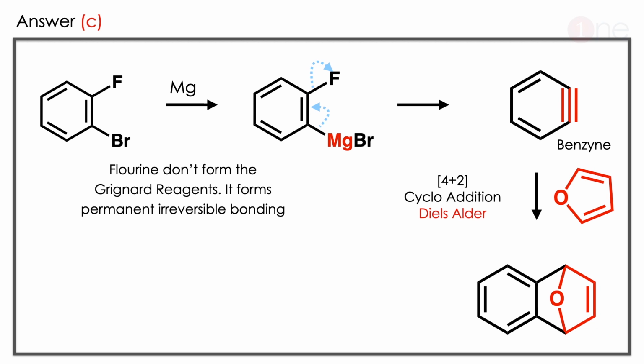Here you have to note 2 things. One is the selectivity of the Grignard reagent. It only forms with bromine, not with fluorine, because of the strong bond. Then the fluorine can be a leaving group. There is a negative charge there. So benzyne is formed as the intermediate here.